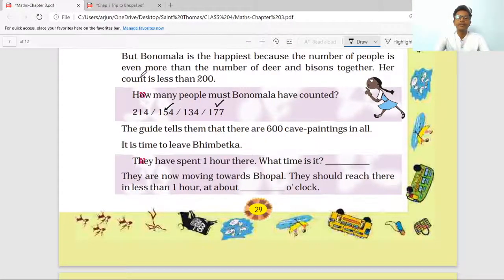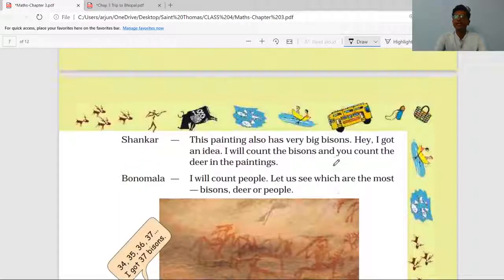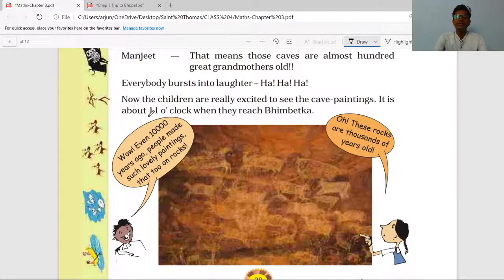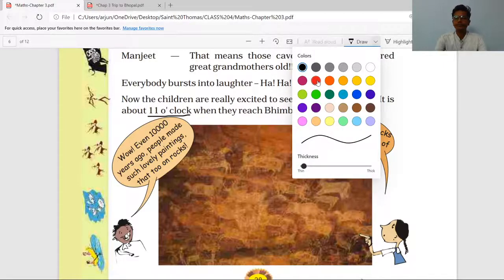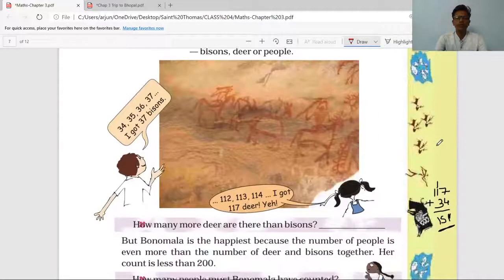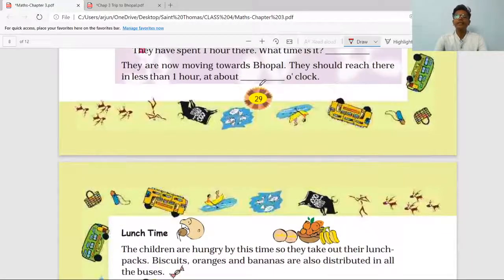Moving further, the guide tells them that there are 600 cave paintings in all. It's time to leave Bhimbetka. They have spent 1 hour there. What time is it? We have seen that they reached Bhimbetka at 11 o'clock, right? So now what will be the time? Yes, 12 o'clock.